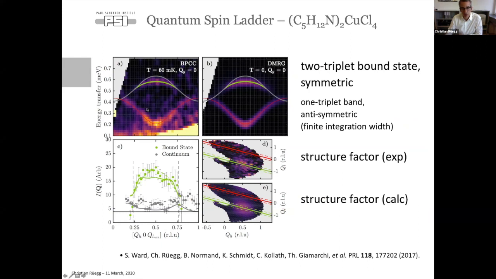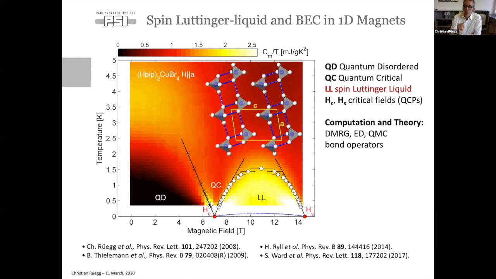On the left, the data. This lower edge is a bit of the leakage of the one triplet cross section. Here are then the 2 triplet bound states, and you can again quantitatively describe the weight of these spectra, which can be very powerful.